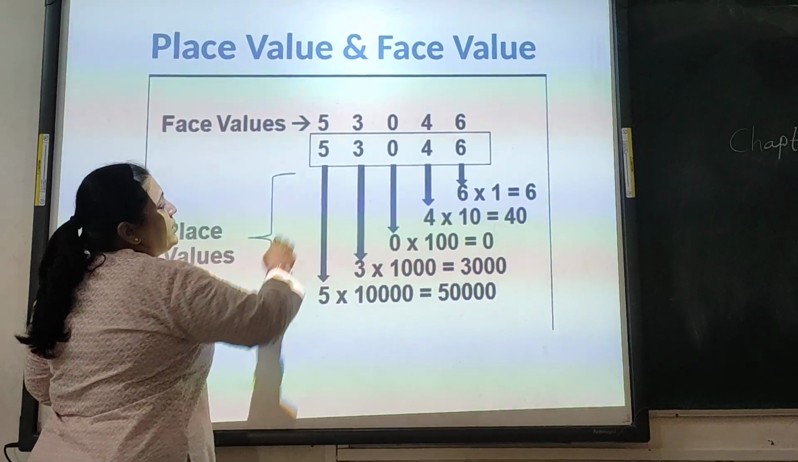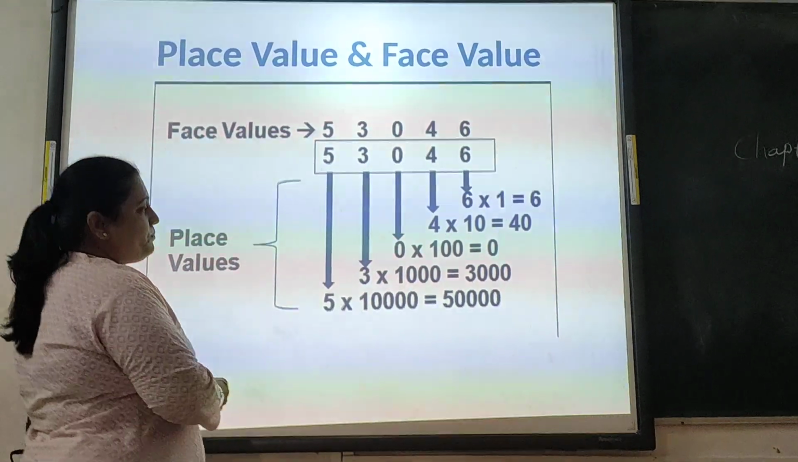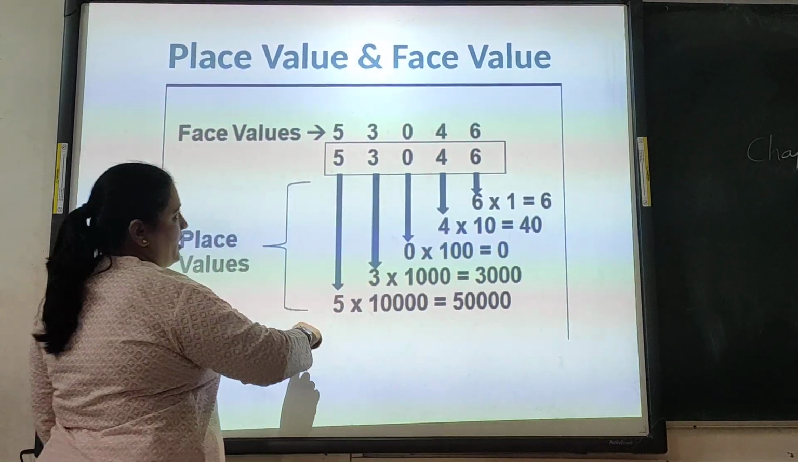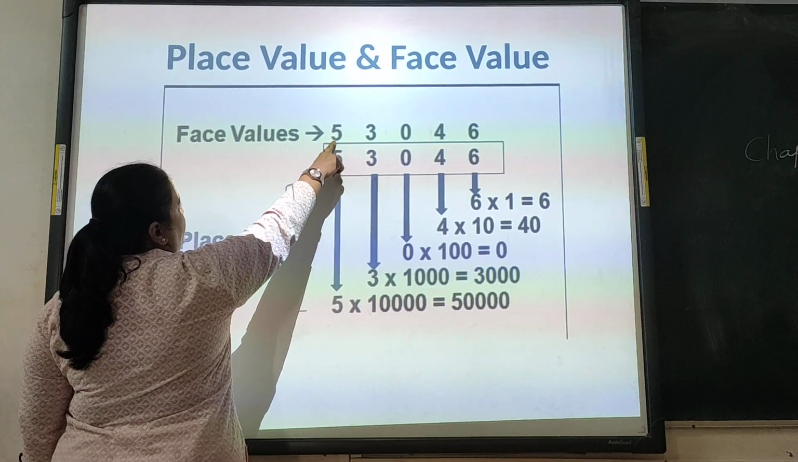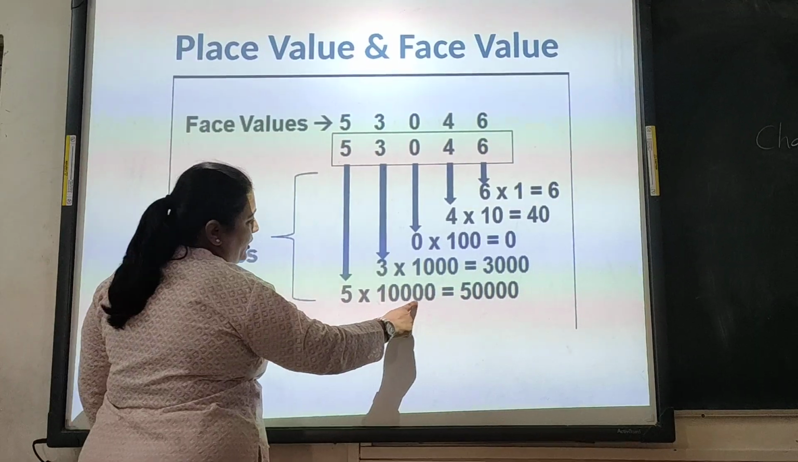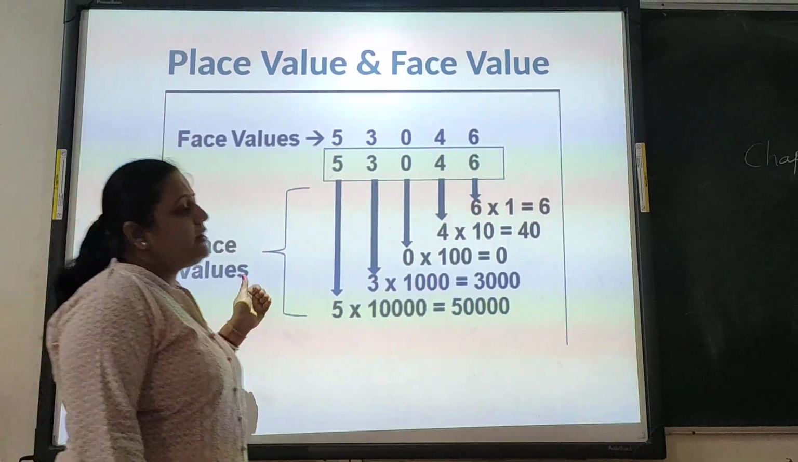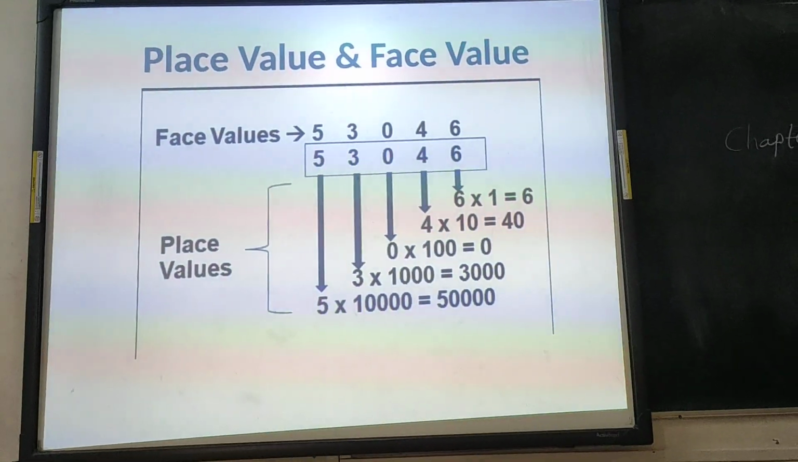Now see the 3. The face value of 3 is 3 only, and the place value of 3 is 3 into 1000, 3000. Then the face value of 5 is 5 and the place value of 5 is 5 into 10,000, equal to 50,000. So this is the difference between place value and face value.